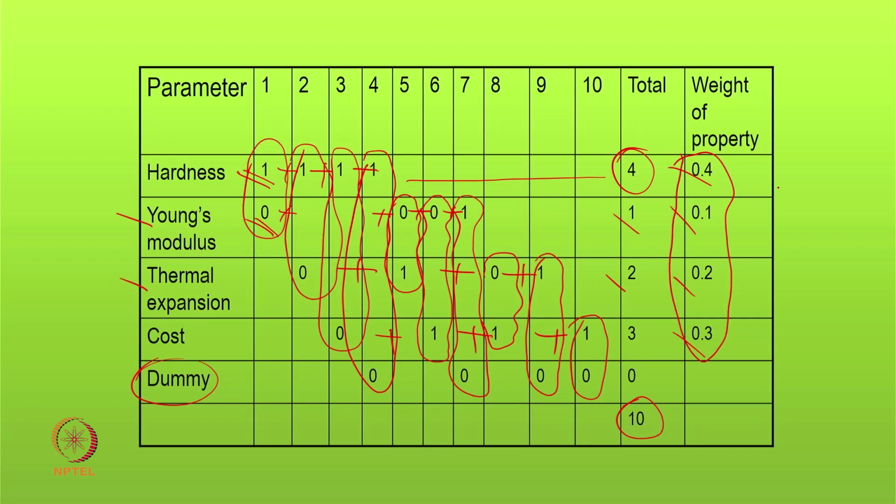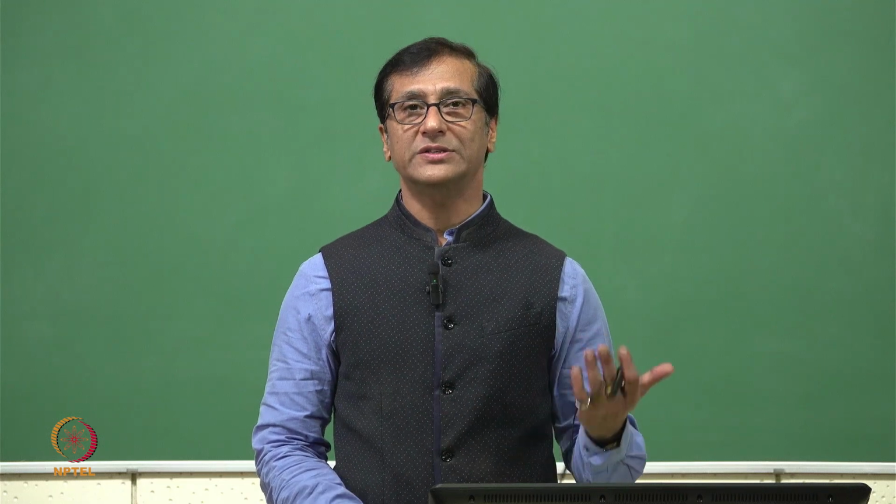That means in this case, hardness has been given the highest importance, the cost is the second importance, thermal expansion the third importance, and the last one is Young's modulus. It may vary from one example to another example.